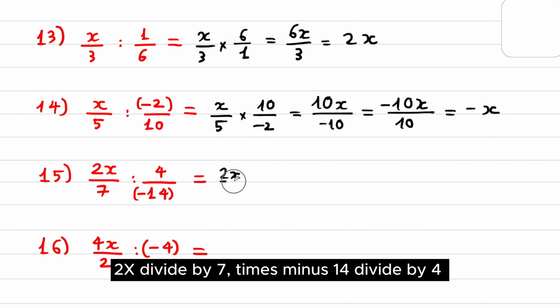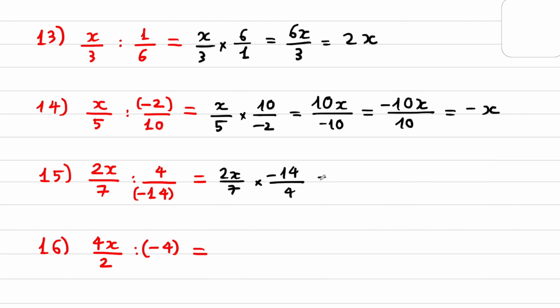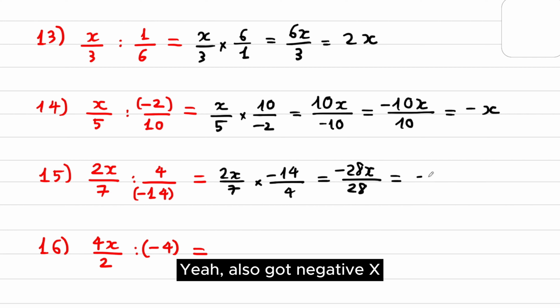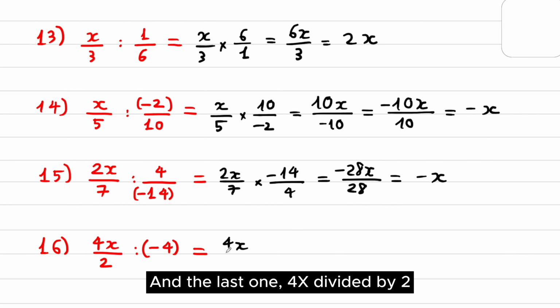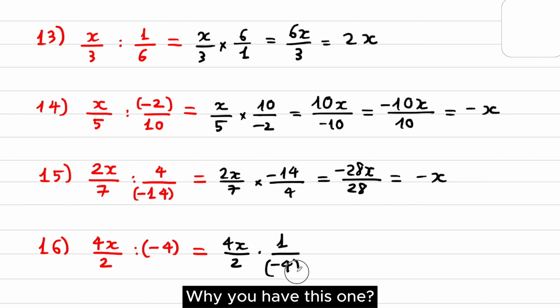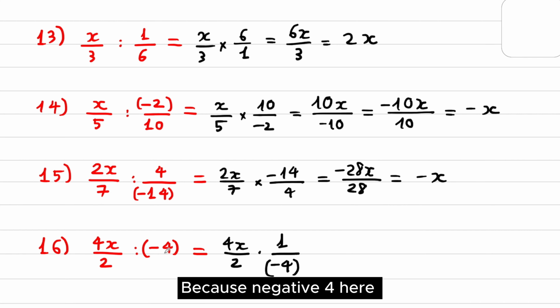Okay, 2x divided by 7 times minus 14 divided by 4. So for this one you got minus 28x divided by 28. Also got negative x. And the last one, 4x divided by 2, multiply 1 over negative 4. Why do you have this one? Because negative 4 here means negative 4 over 1.